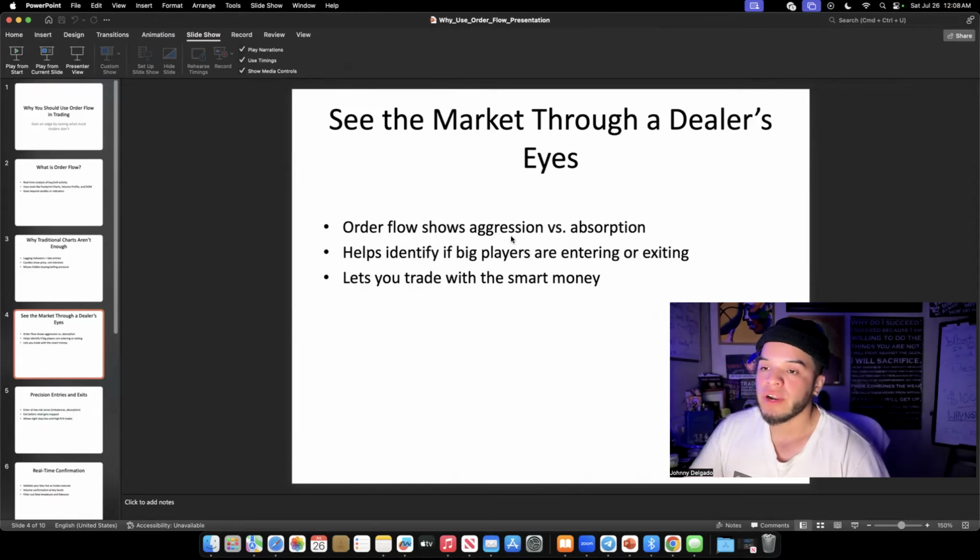You get to see the aggression, the absorption, the passive sellers, and most importantly, you get to identify when big players are exiting and entering the market. It basically allows you to trade with smart money.